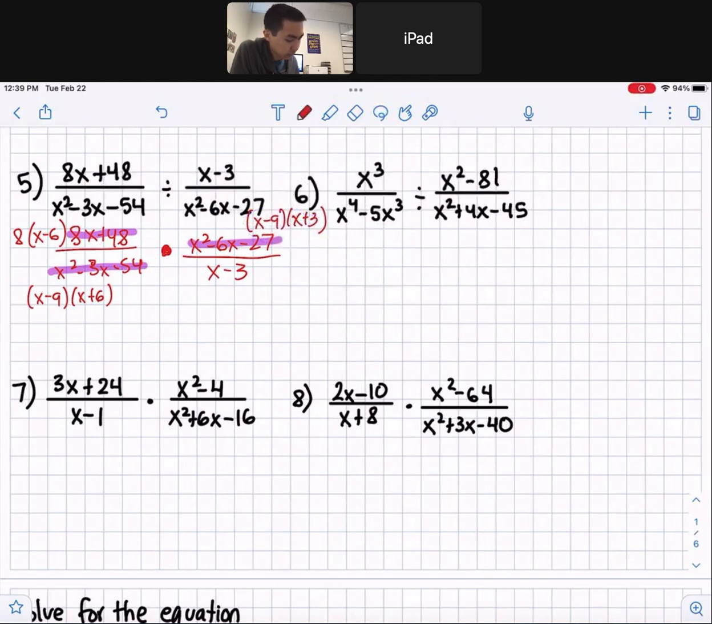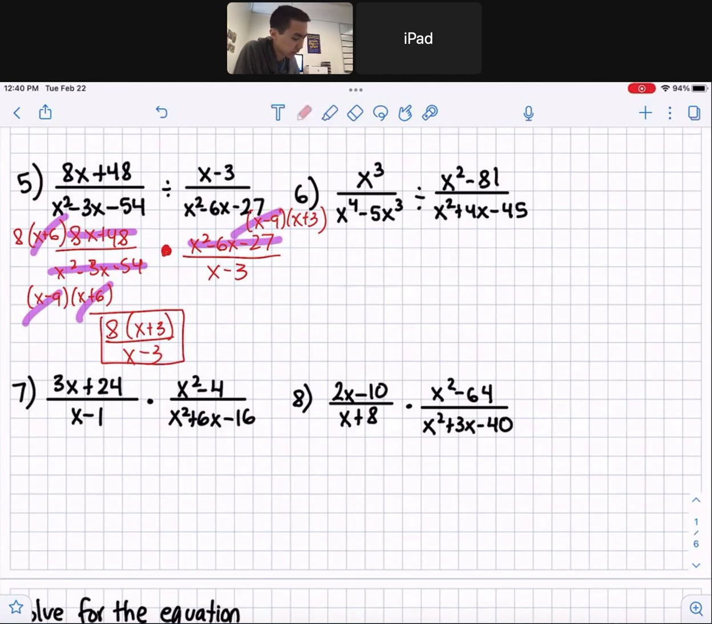When you guys take a look at this stuff, the x minus 9s cancel. Sorry, this is supposed to be a positive. The x plus 6 cancel, the x minus 9s cancel, so all you guys are left with is 8 times x plus 3 all over x minus 3. So factor everything. If it's division, then take the reciprocal, and once you guys factor everything, cancel everything you can from top and from bottom.